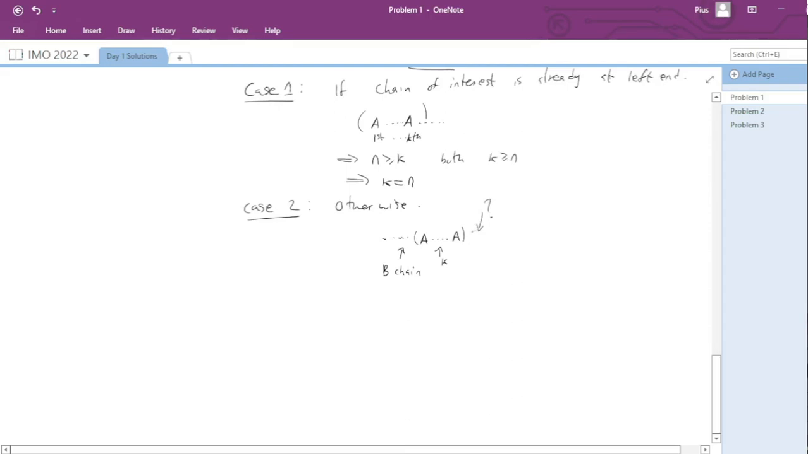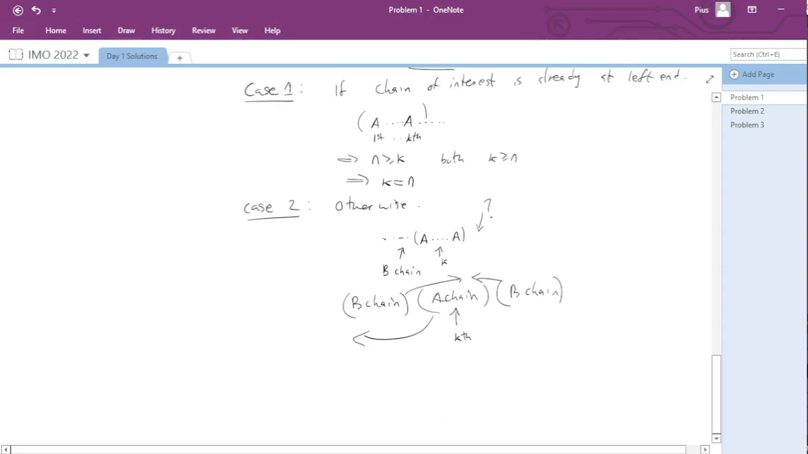So if we have a B chain, A chain, and then B chain, like this, and the A chain is a chain of interest, as the Kth coin is somewhere there, they will have to move this all the way, and then these two B chains are going to merge. And once these two merge, it means that we'll have one less B chain without increasing any other chain.